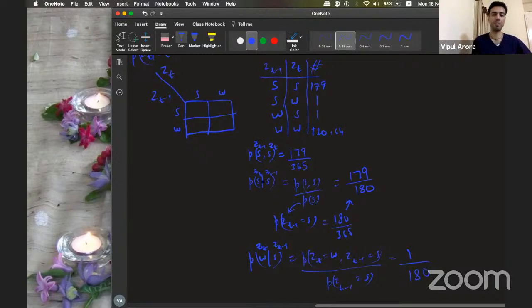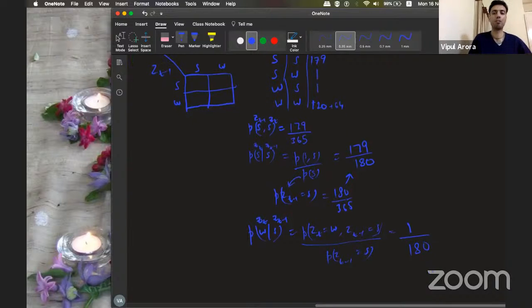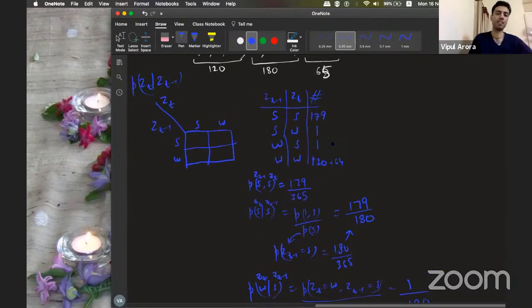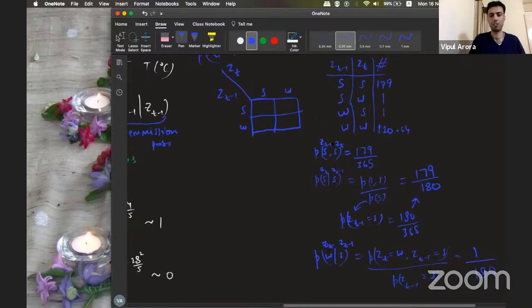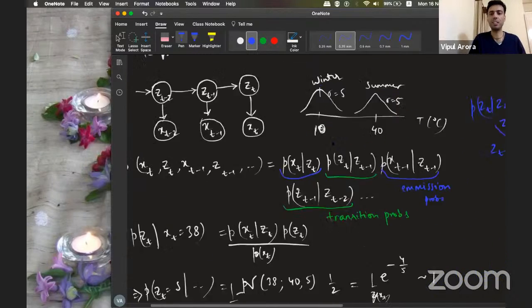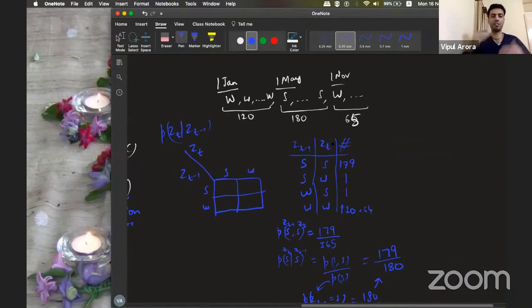Actually, you can also find it by subtracting. So basically, this is 1 minus the probability of summer given summer, right? So these are the answers. Similarly, you can compute for winter given winters and winter given summers. Same way you can compute. Okay. So these are the transition probabilities when you make transitions.